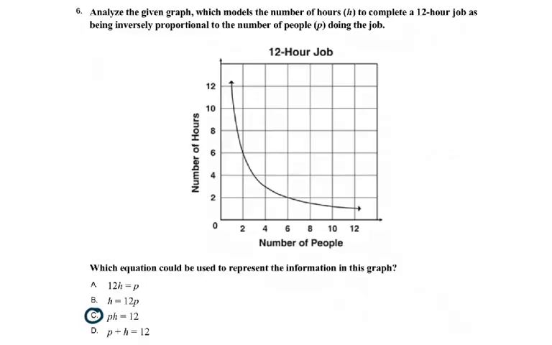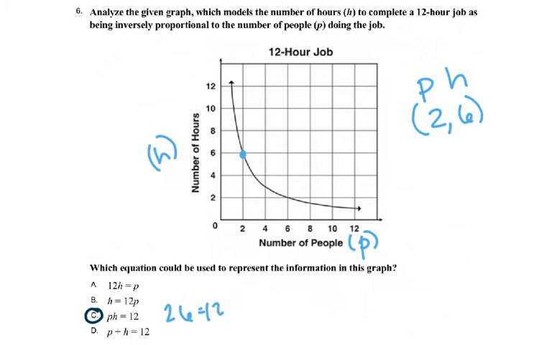Alright, for this one, I'm going to pick a point. Okay, so number of people would be P, and then hours would be H. So I'm saying 2, 6 is that point. So that is P and H. And if I plug this in, 2 times 6 equals 12. So that's the correct answer. If you plug in those numbers to the other ones, they don't work. So C is the only one that works when you plug in a point.